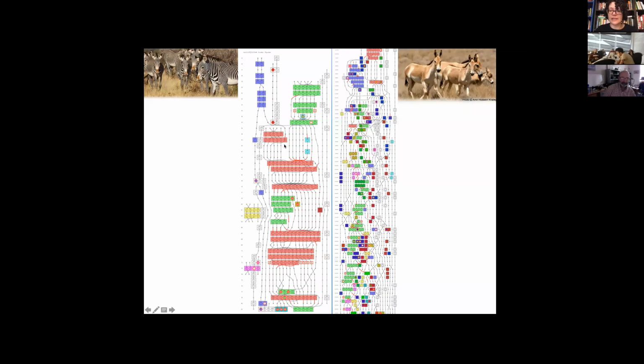Zebras have a much more cohesive pattern of social interactions. They have lions as predators, and onagers do not. Onagers do not have predators, but they're constrained by water.